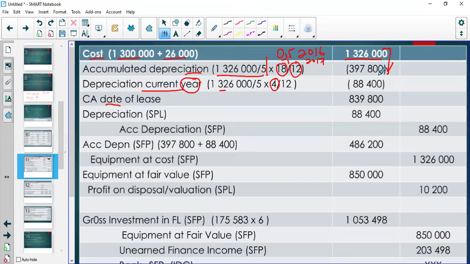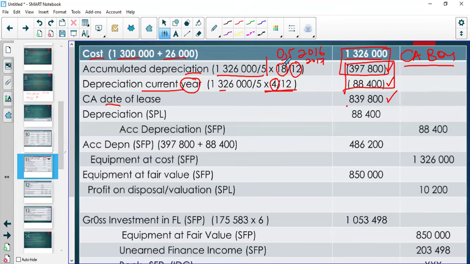Because these two would give us the carrying amount at the beginning of the year. Right? But now we need the carrying amount on the date of sale. And so we need to update the depreciation with an additional 4 months. So this is the current year depreciation. And then we subtract both depreciations here. And then we have the carrying amount on the date of lease as 839.